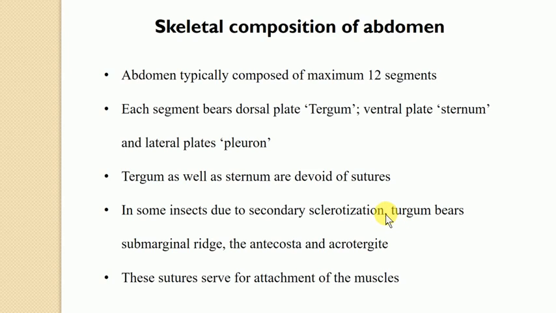The anterior margin of the terga also produces epidermal processes in some insects, and all these structures serve only for the attachment of muscles, and adjacent terga are generally connected by the intersegmental conjunctive membrane. So in this way the skeleton of the abdomen of an insect is generally composed of plates, that is dorsal tergum, ventral sternum and lateral pleuron, and is almost completely devoid of any sutures. So this is about the skeletal composition.